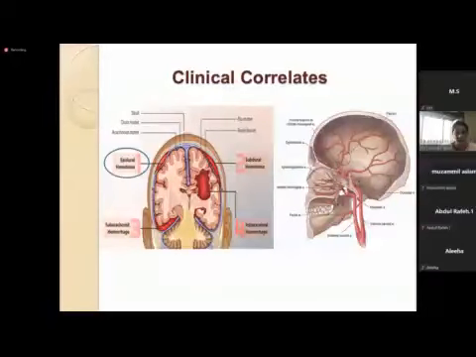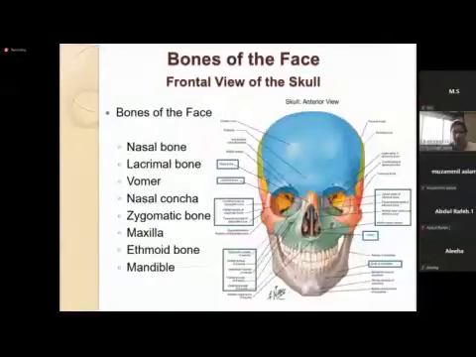Next is the frontal view of the skull. We have different bones of the skull. We have nasal bones, lacrimal bones, vomer, nasal conchae, zygomatic bones, maxilla, ethmoid bones, and the mandible. All these bones make up the facial skeleton of the skull.